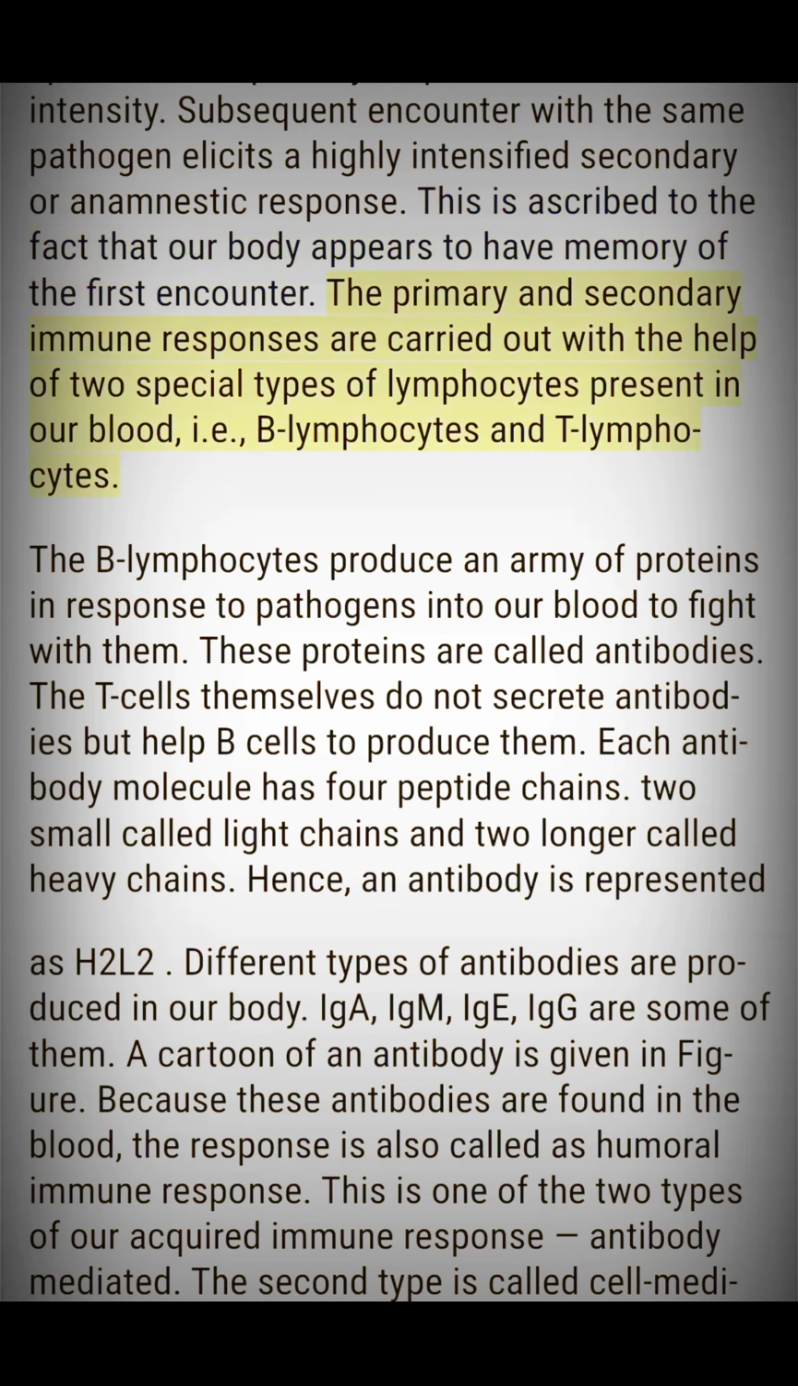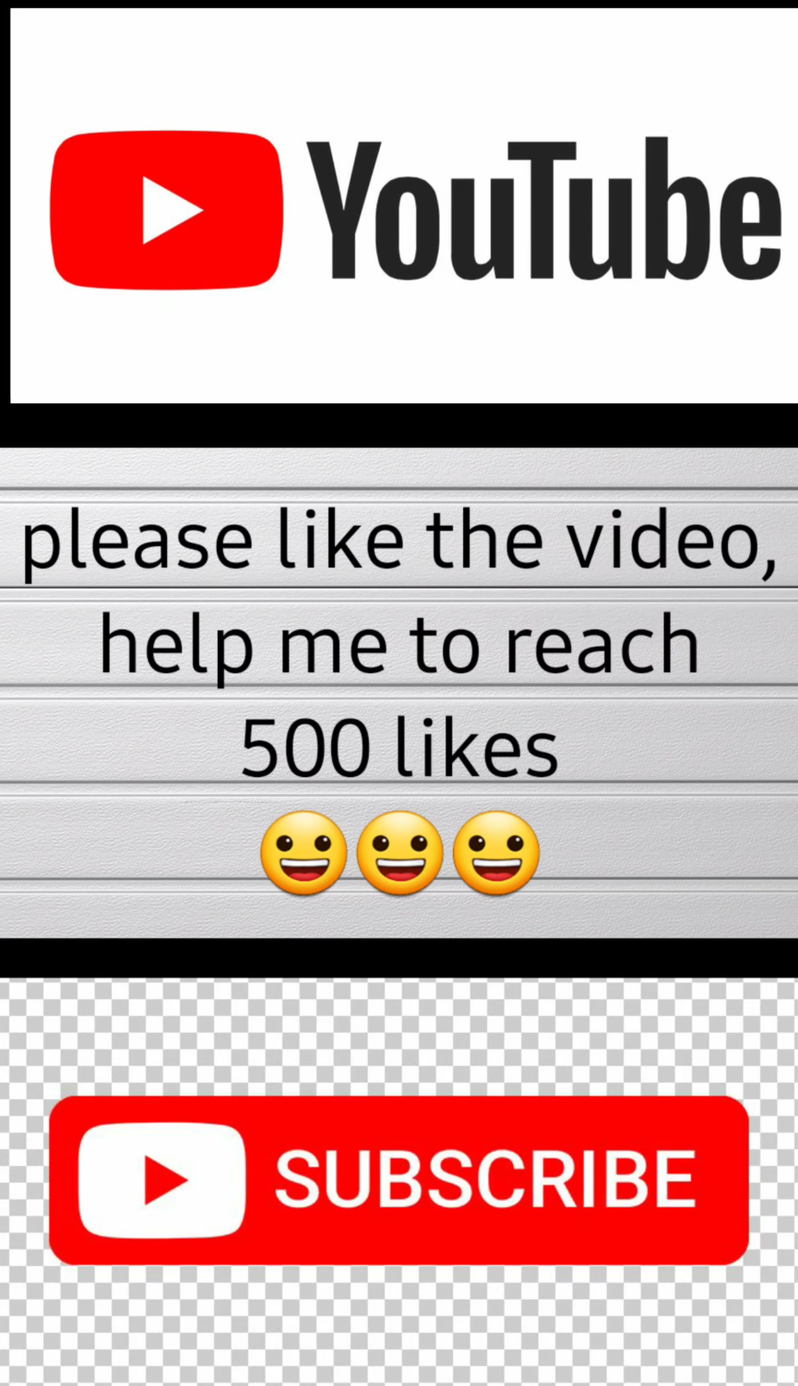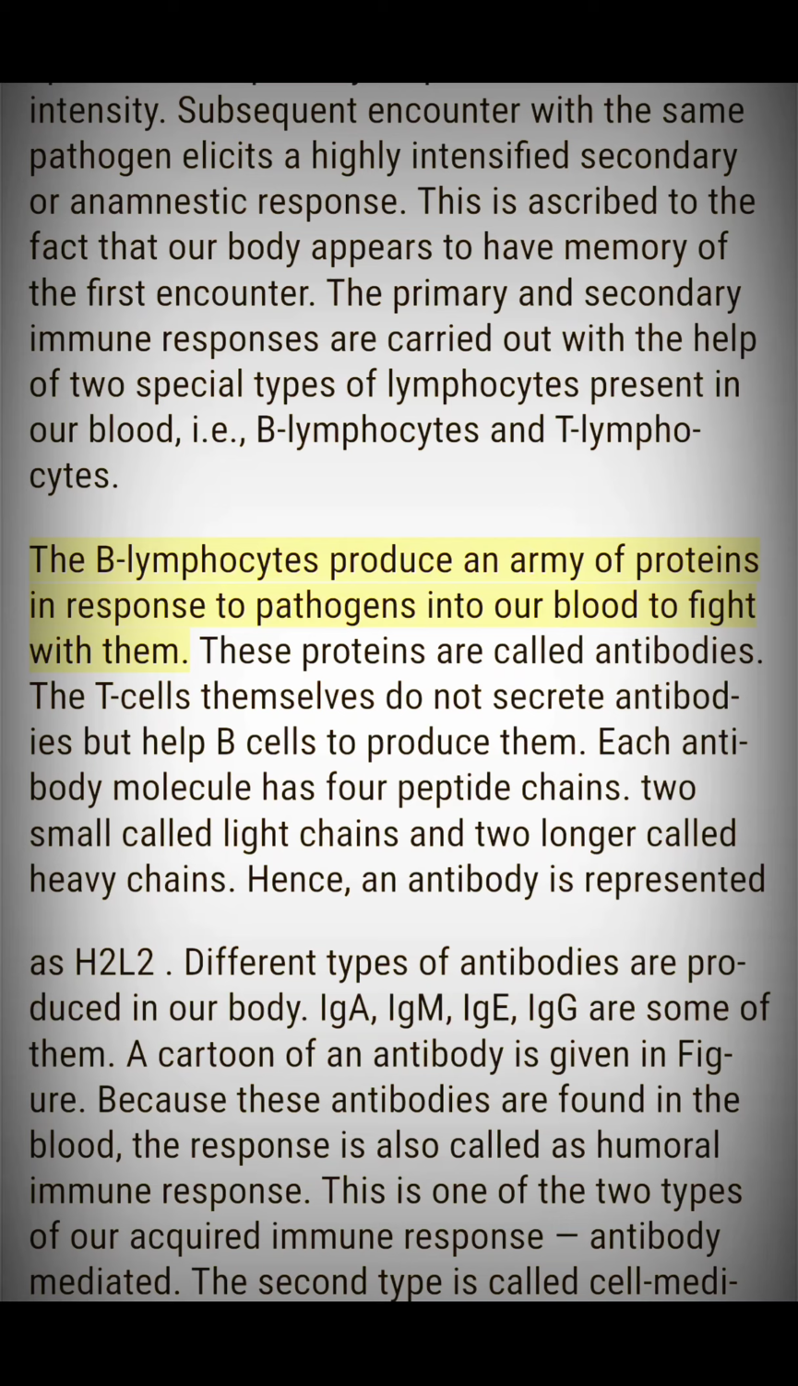The primary and secondary immune responses are carried out with the help of 2 special types of lymphocytes present in our blood, i.e., B lymphocytes and T lymphocytes. The B lymphocytes produce an army of proteins in response to pathogens into our blood to fight with them. These proteins are called antibodies. The T cells themselves do not secrete antibodies but help B cells to produce them.